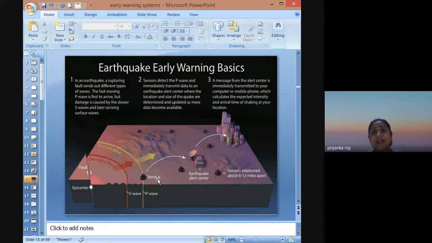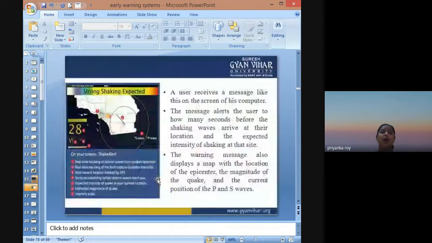So the sensors detect the P wave and immediately transmit the data to an earthquake alert center, where the location and the size of the earthquake are determined and updated as more data becomes available. Then the message from the alert center is immediately transmitted to your computer or mobile phones or required authorities, which calculates the expected intensity of the earthquake and the magnitude of the shaking at your location. That informs you what magnitude of jolt your location is going to face.